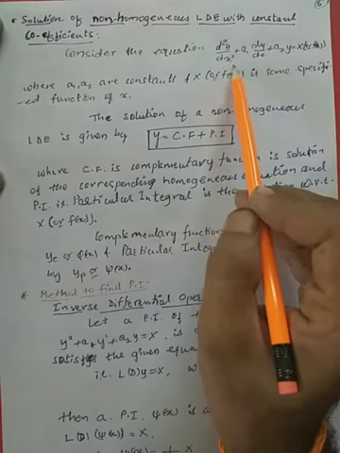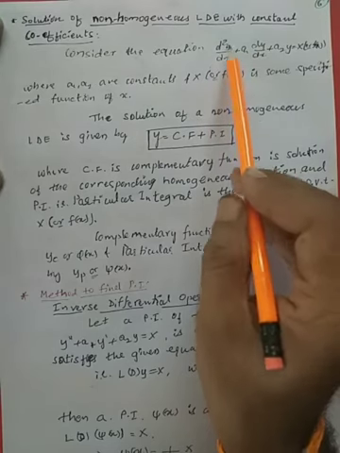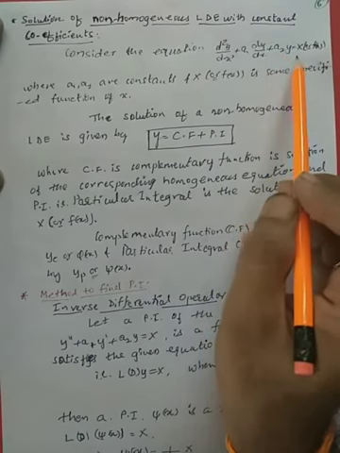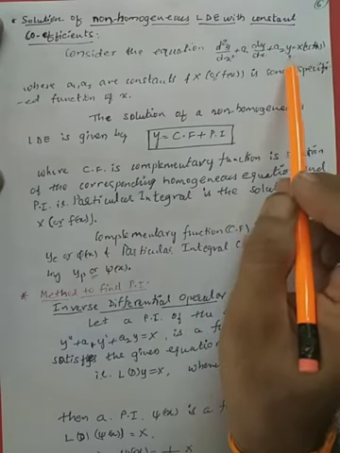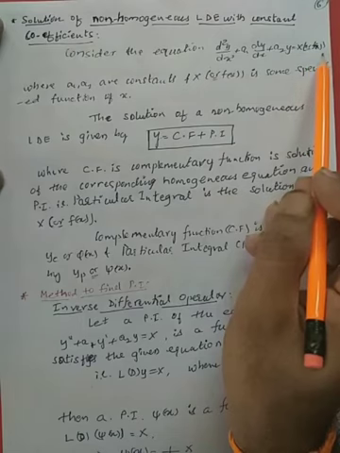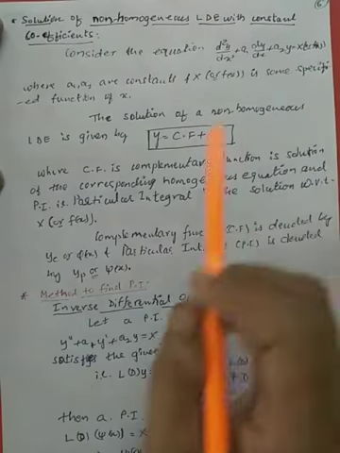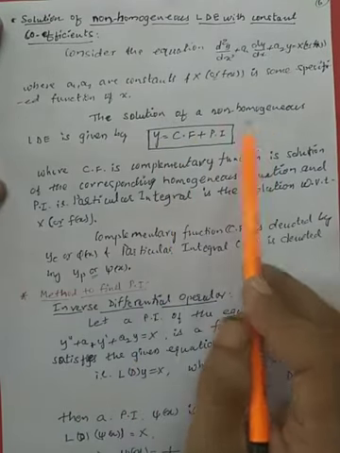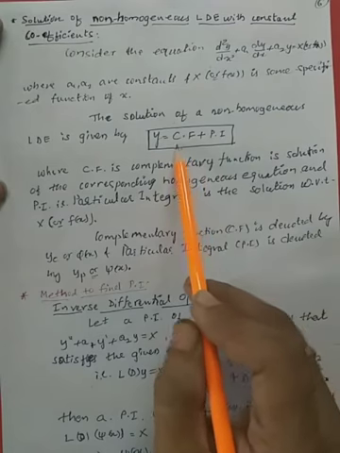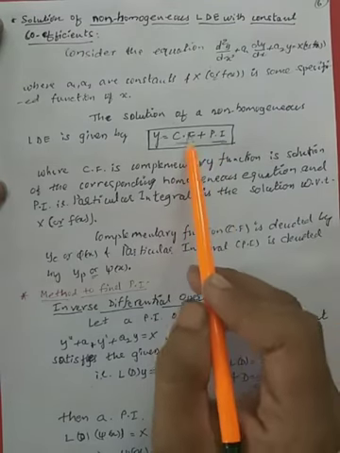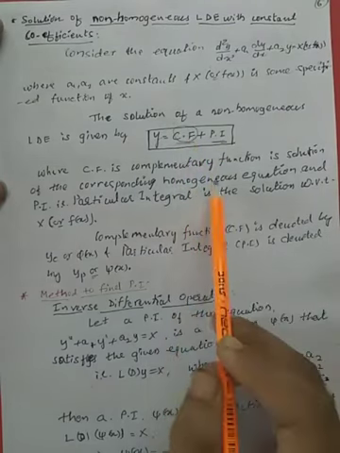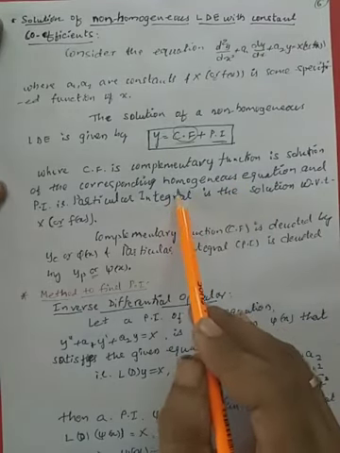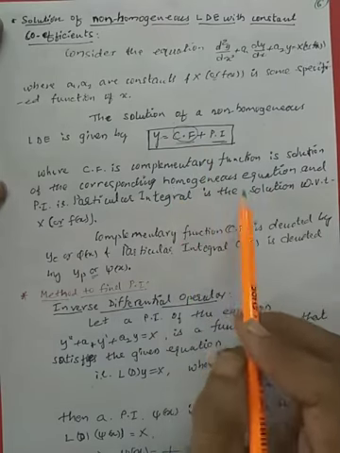Okay. Now let us consider the differential equation of the form d square y by dx square plus a1 into dy by dx plus a2 of y is equal to, say, X or f of x, where this X is purely a function of x. Okay. Now the solution of a non-homogeneous differential equation is given in two parts, that is y is equal to CF plus PI, where this CF is called the complementary function, which is the solution of the corresponding homogeneous differential equation.